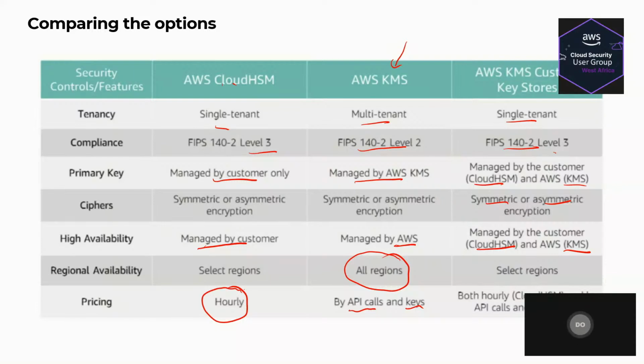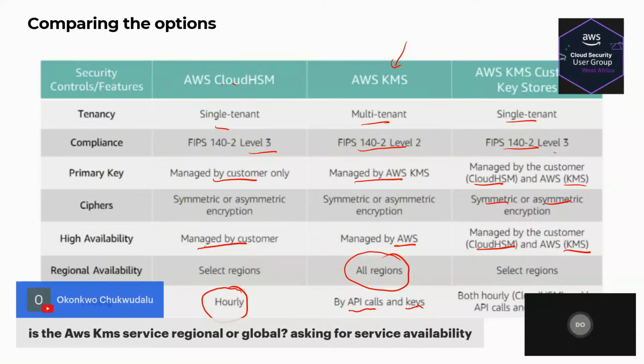So before moving on to the final one, I think that I've run out of time, so I may need to stop here for today. But let me see if there are any questions. So let's see, a few questions. Conco asks, is the AWS KMS service regional or global? I think we answered that already.